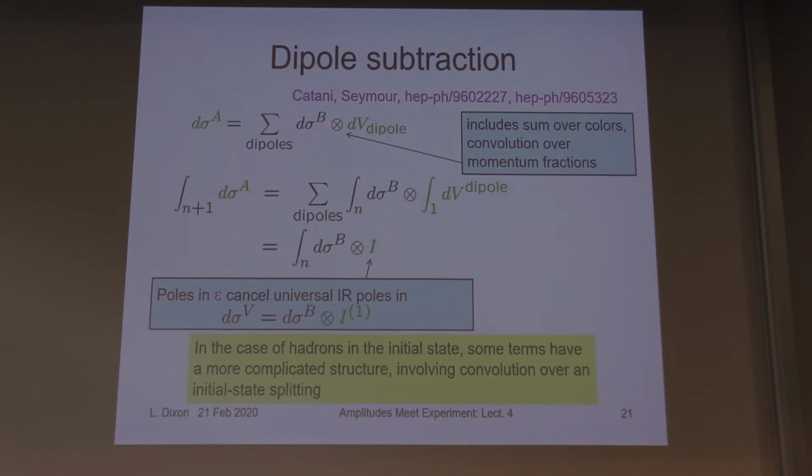There's also sums over different types of dipoles, and a convolution over a momentum fraction, which is introduced to parameterize the functions here. And then when you do this integral, you can split the phase space integration into the n-body integration and an integration over a single variable corresponding to a single divergence of a single particle. In that way, you can achieve what you want, which is to make this integrated subtraction term look like the Born cross-section up to some convolution.